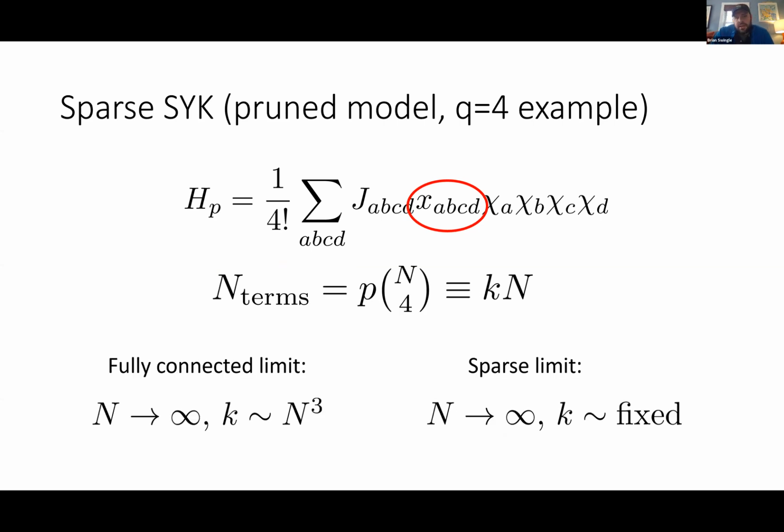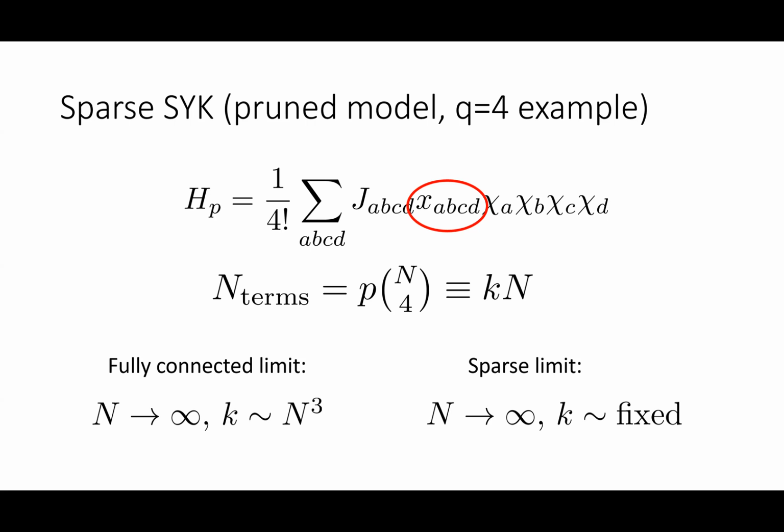So here's that set again differently. If the number of terms is p times n to the 4th, roughly, then if we take n to infinity with k going like n cubed, that's the fully connected limit. That's where the number of terms scales much faster than the number of fermions. But we can also consider the sparse limit, where the number of terms scales with the number of fermions such that k is fixed. And so I emphasize again, this means that p goes in this case like 1 over n cubed. So you're deleting almost all of the terms. The probability to retain a term is very low, but there are so many terms that I end up with proportional to n terms at the end of the day.